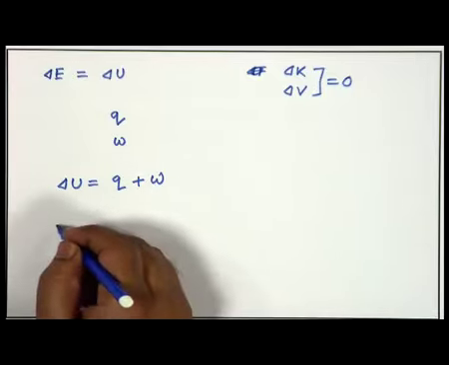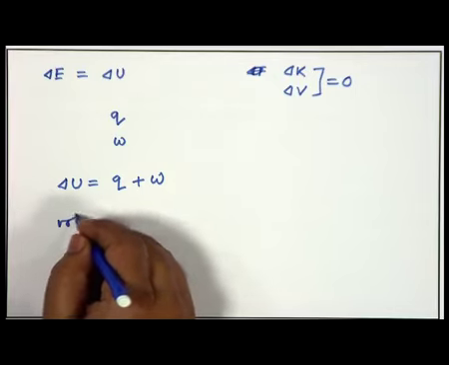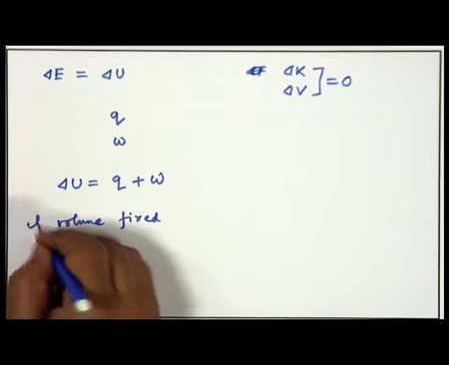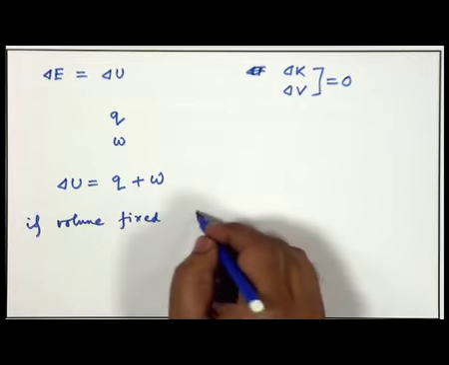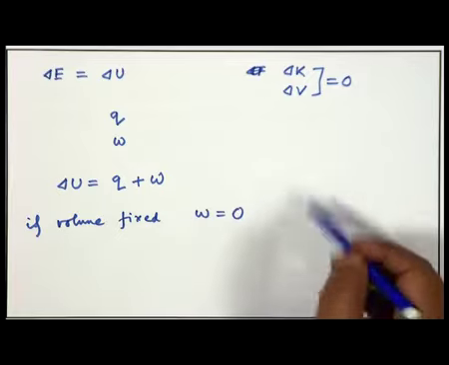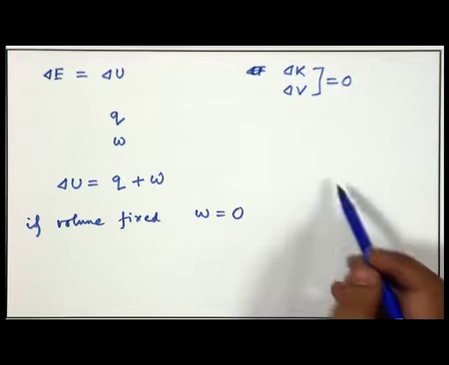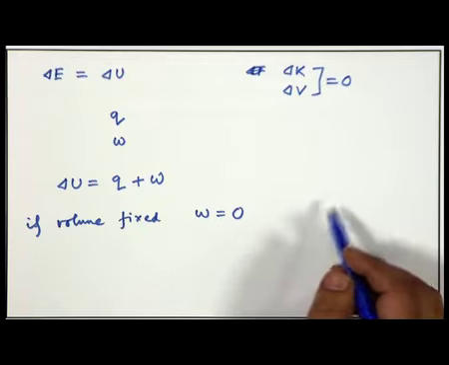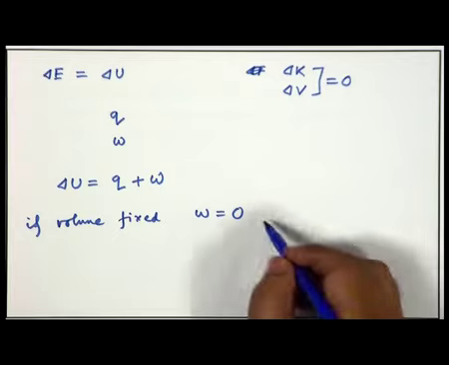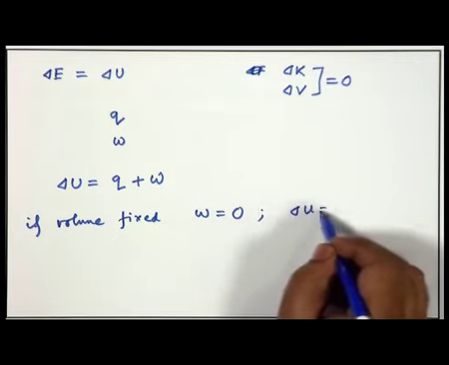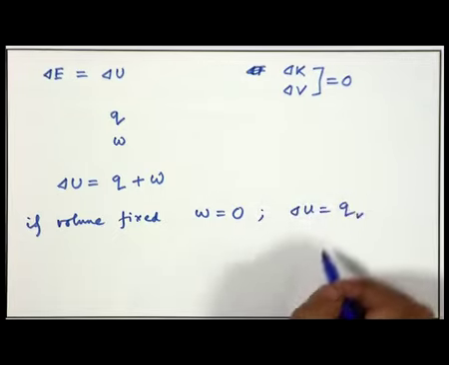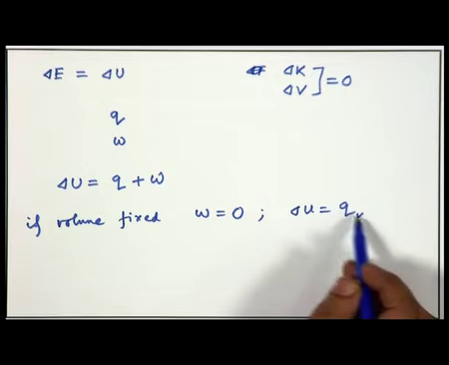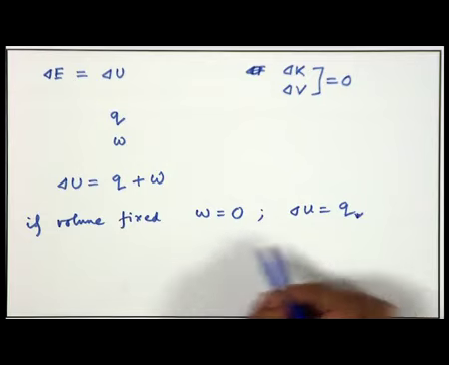If we have volume constant, volume is fixed. If volume is fixed, then W is 0, because as I said earlier, if there is no change in volume, then there will be no energy exchange as work. So, W would be 0. So, in that case we can write delta U would be Q V, where Q V means heat exchange under constant volume.